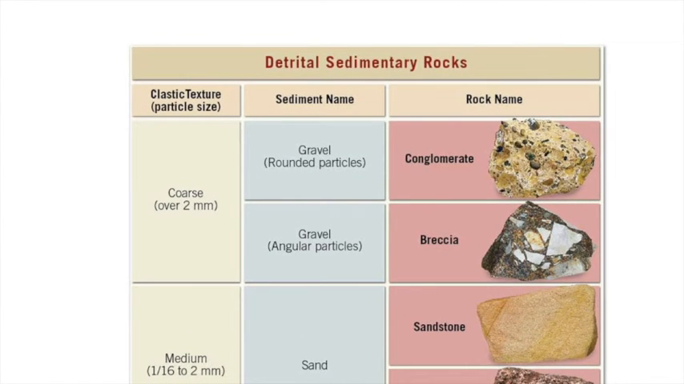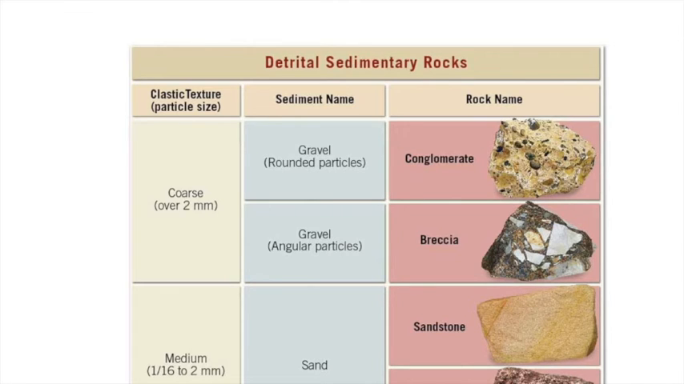So you're going to see that it's how big these clastic texture. Clastic just is a rock made up of other rocks. So you just have little rocks that are glued together into a big rock. That's a clastic. So how big were these rocks?